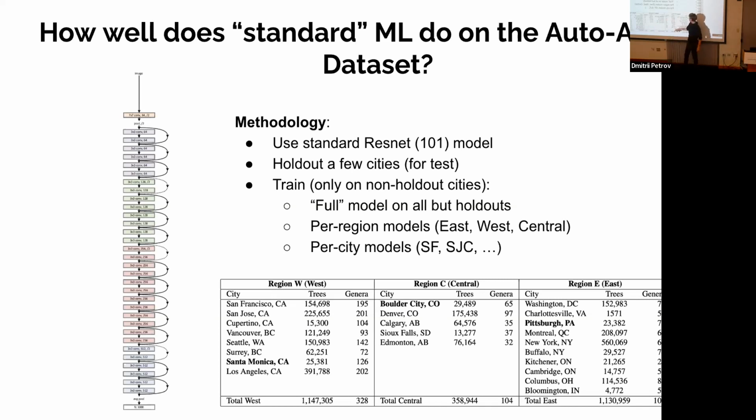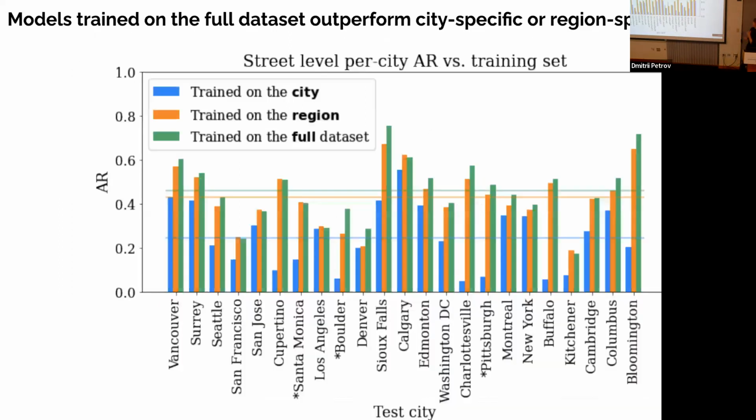You can see the number of trees is also imbalanced per city, based on the size and the diversity of trees in the city. If we look at, God, that's hard to see. If we look at models trained on the full data set, they often do better than regional or city-specific models, but not always. And I think this is interesting because we often seem to have the assumption that more data is always better. But if you look at, for example, Los Angeles, that's clearly not true.